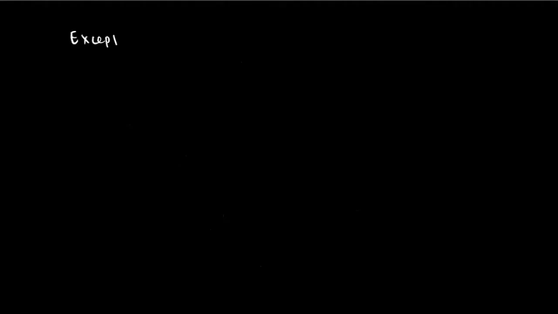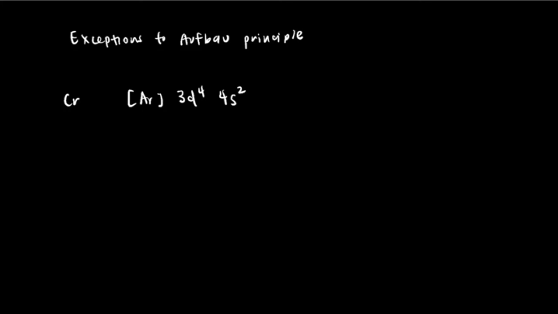Now, there are a few exceptions to the Aufbau principle, namely within the transition elements. Let's take a look at chromium. Chromium has 24 electrons according to the periodic table. So take a couple of moments to try and write out the electronic configuration according to the Aufbau principle. And this means filling in the 4s sublevel before we fill in the 3d sublevel. The correct answer is argon 3d4, 4s2.